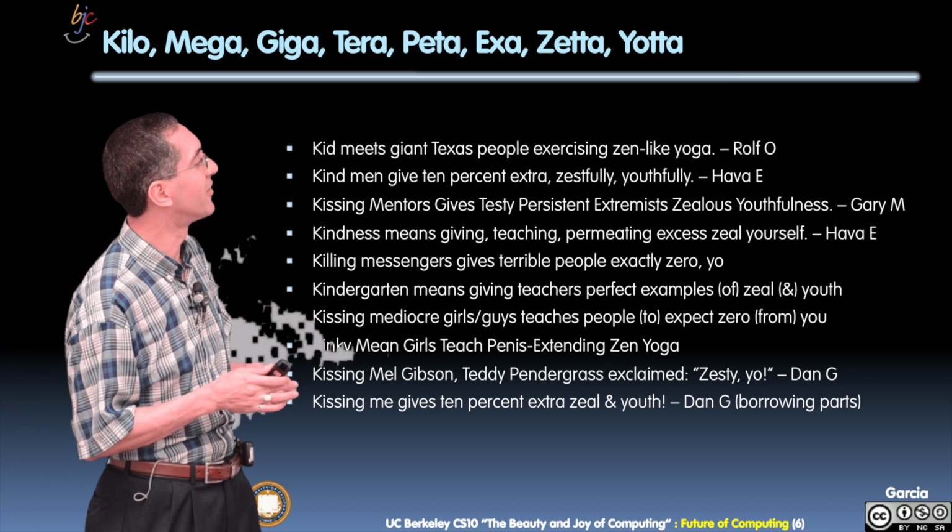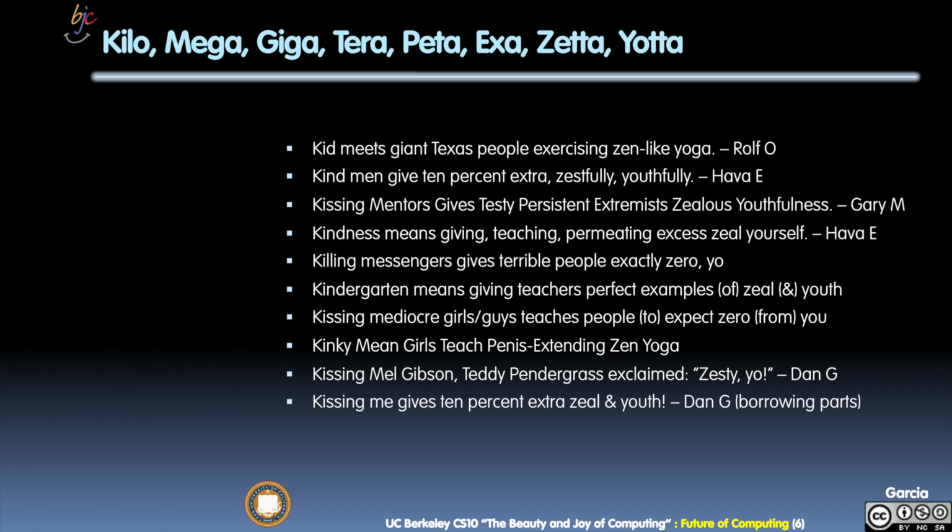And then combining all of them is, this is something you could say to everybody else, kissing me gives 10% extra zeal and youth. So that's not just kissing Dan, but kissing, the speaker says that, right? So everyone goes around, tell that to your friends, kissing me gives 10% extra zeal and youth. Whatever you remember, you should know this. So if I say, hey, which is bigger, zeta or yotta, go back to your acronym and do that, okay? So I expect you to pick one of these or make your own up and memorize it, okay?